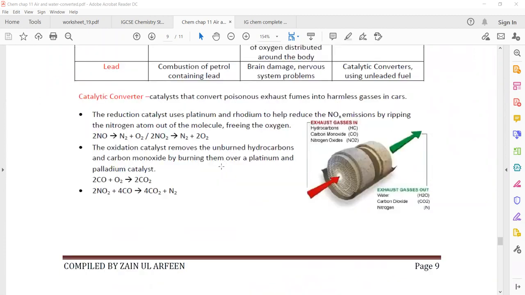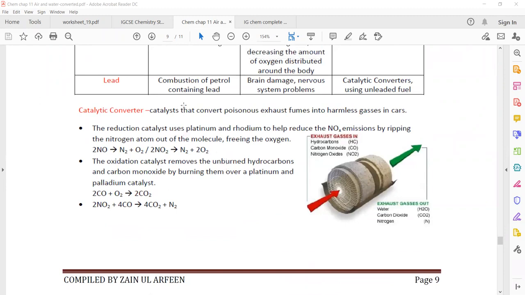For the car catalytic converter, what is the purpose of this car catalytic converter? Because as we burn fossil fuel like petrol, we are burning the petrol inside the car engine. So this combustion releases harmful gases. For example, petrol is octane. Octane means C8H18. So when we burn it in the presence of oxygen, it gives carbon dioxide and water vapor. But if incomplete combustion occurs, it gives unburned carbon, or it also releases carbon monoxide.